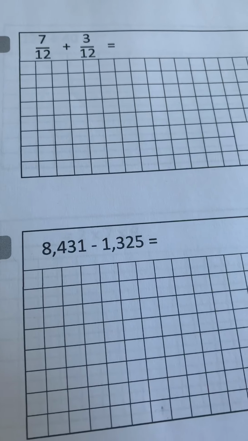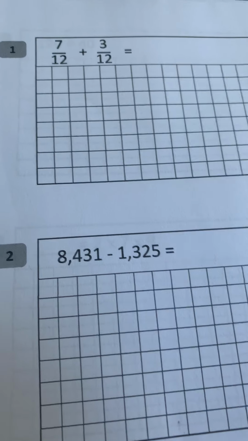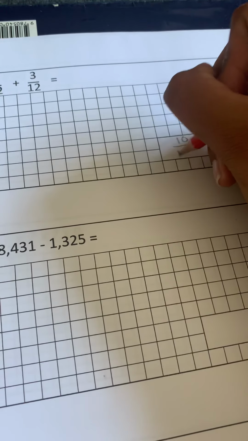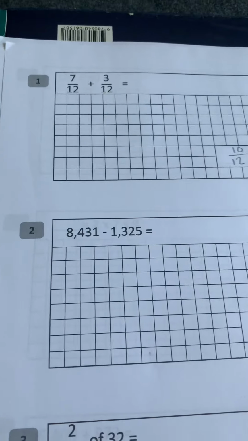So number 1 says 7/12 add 3/12. I know that 7 add 3 is 10. My denominator stays the same, so the answer is 10/12.